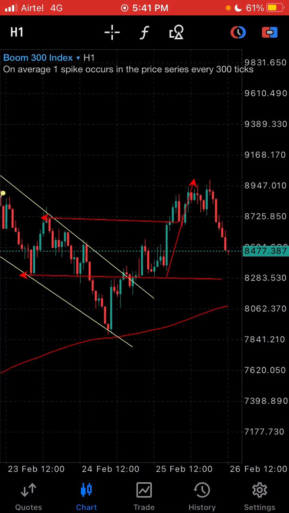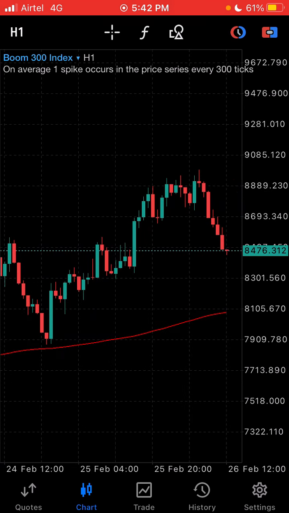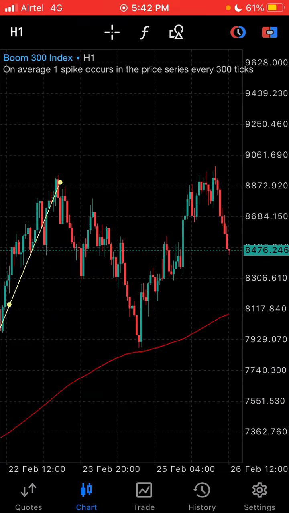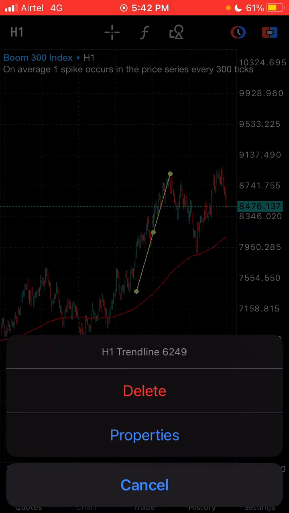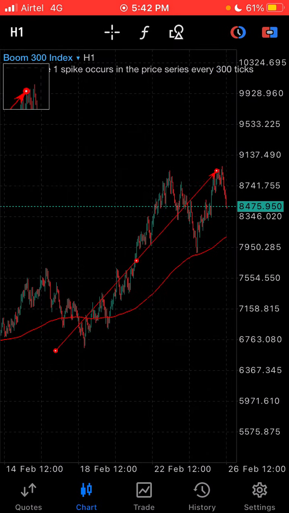Now I think we have an opportunity right now on this asset, Boom 300. Let me show you that. So remove all these previous objects, we don't need them right now. Actually this trade is, I guess, only for short term because the market is trending upward. As I told you, if the market is trending upward, always look for a buy opportunity. Market gives you a pullback, then take a buy opportunity since it's trending up.